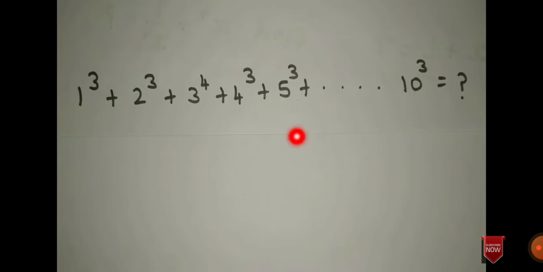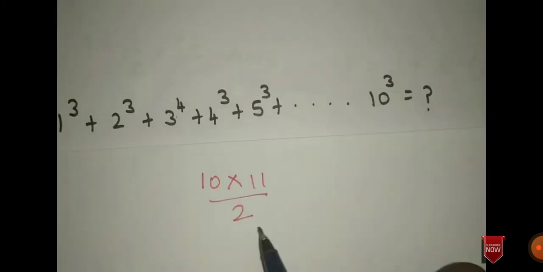So here we can see 1 cube, 2 cube, 3 cube, 4 cube, 5 cube and so on. At last we will have 10 cube as the last number. So what will be the answer? If you get a sum like this, how can we do it? Here the last number is 10. So put 10 and the successive number is 11. So 10 into 11 divided by 2.